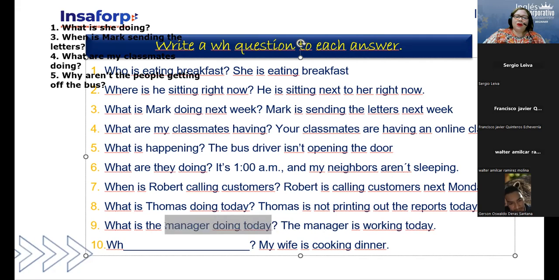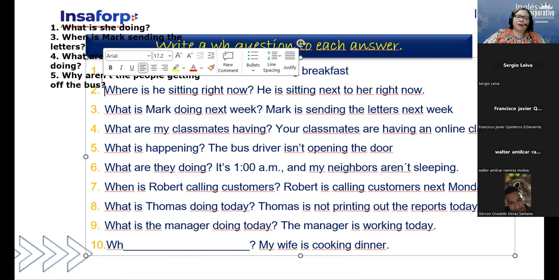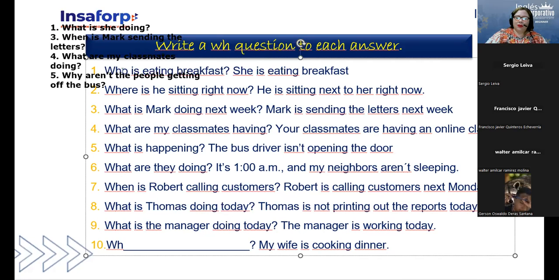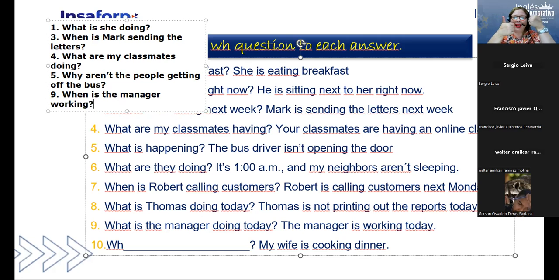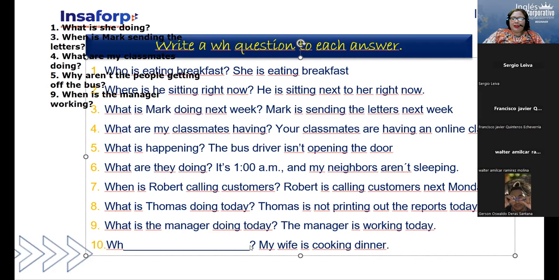Ahora, Walter, ¿o quién fue que dijo el de when? Yo, when is working today? Como ya dice, when es lo que usted pregunta, entonces no vamos a decir today en la pregunta, ¿verdad? Sí. Ajá, entonces, a ver, sería así, when, what number is it? Number 9, yeah. When is the manager working? Yeah, good, that's a good one. When is the manager working? The manager is working today. Good. All right, number 10.